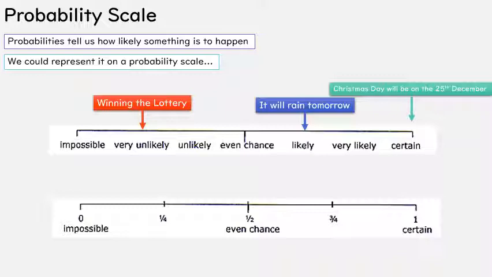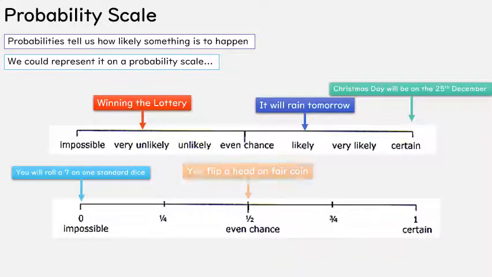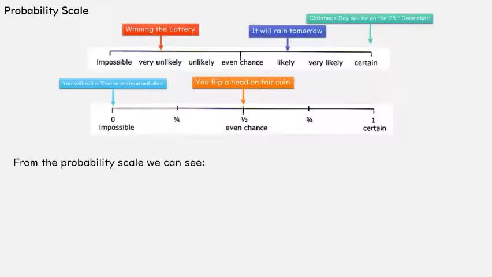Notice even chance is half. So you may have heard of 50-50 before. So half and half chances. So the probability you will roll a 7 on a standard dice will be 0. It's impossible because you've only got numbers 1 to 6. The probability you flip a head on a coin has an even chance. As long as that coin is fair, you've got half a chance to flip a head and half a chance to flip a tails.